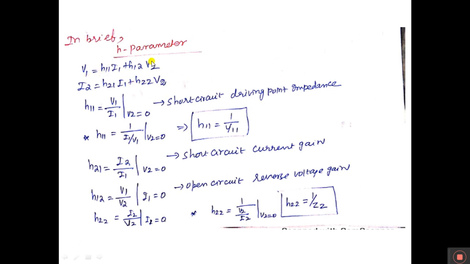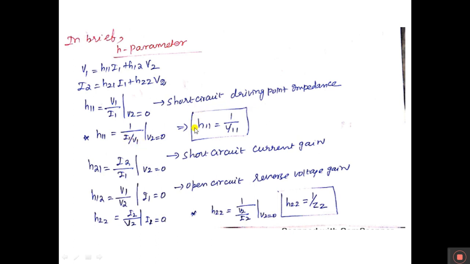Similar case: make V2 equal to 0, you can get H11 and H21. Make I1 equal to 0, you can get H12 and H22. To make V2 equal to 0, short the terminal. To make I1 equal to 0, open this terminal. Right, first case, make V2 equal to 0. If you make V2 equal to 0, H11 equals V1 by I1. This I can write as 1 divided by (I1 by V1).